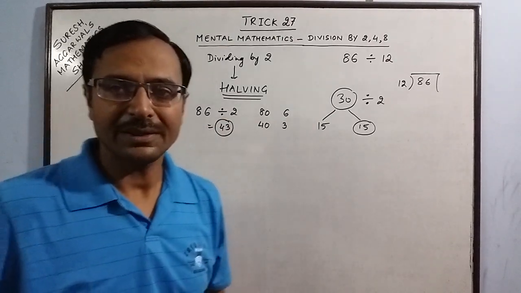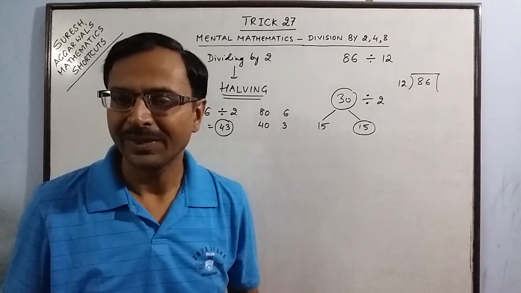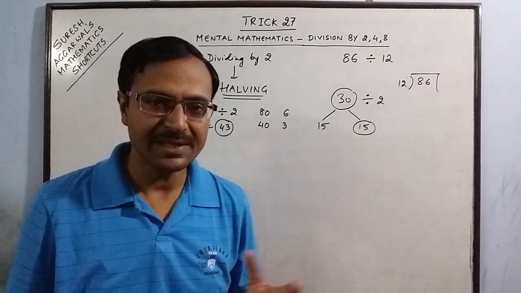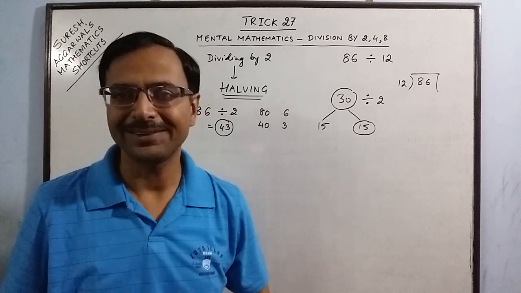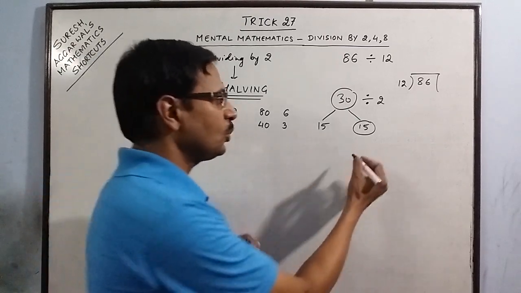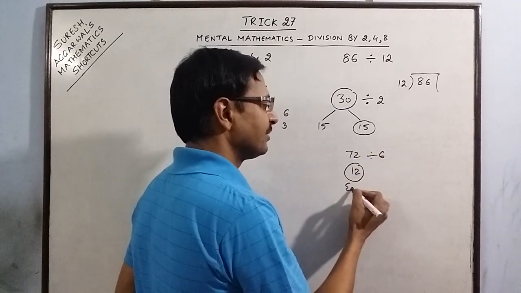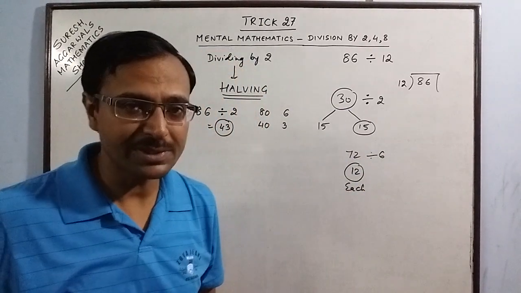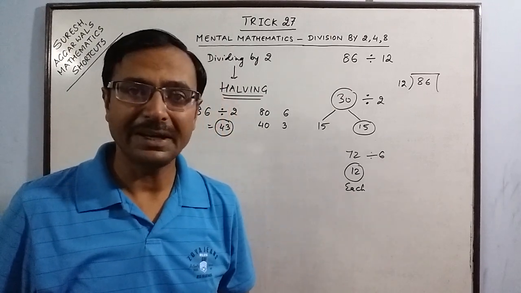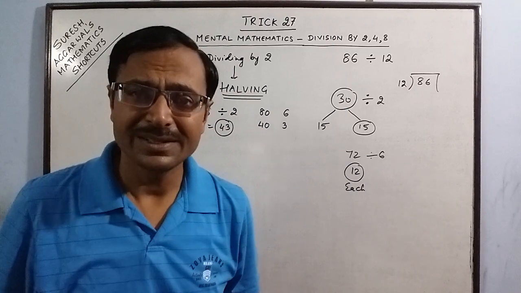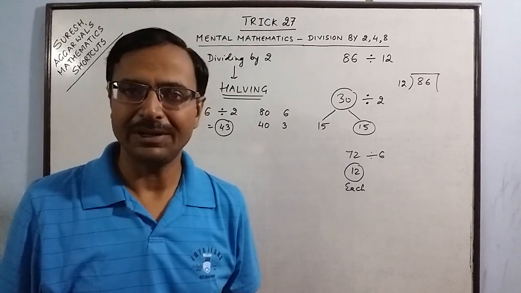Division is nothing but making many parts of a big number. If I am dividing by 6, that means I am making 6 equal parts of something. So 72 divided by 6 will give 12 each. Because if I have 72 apples and I have to divide them among 6 students, then obviously they will get 12 each. So this is what is to be told to the students from the basic level.